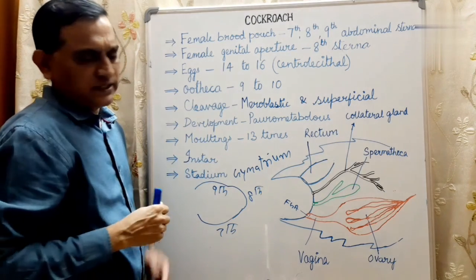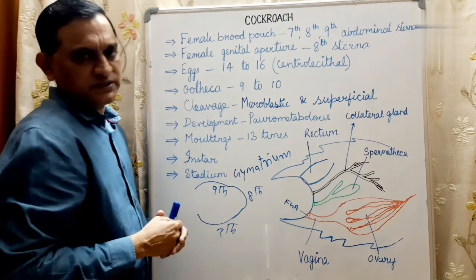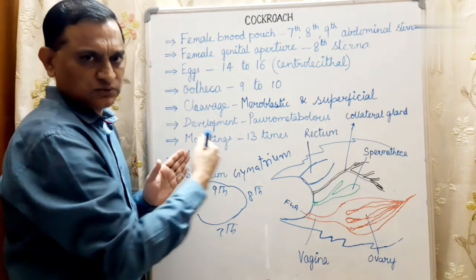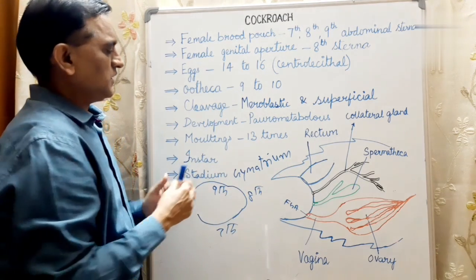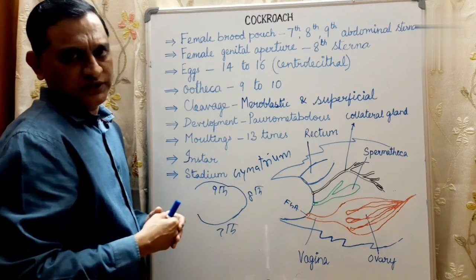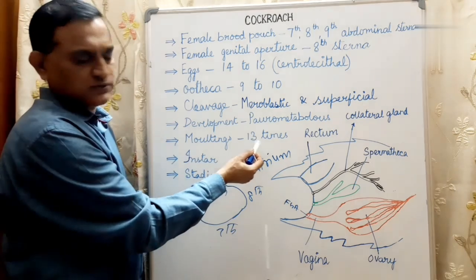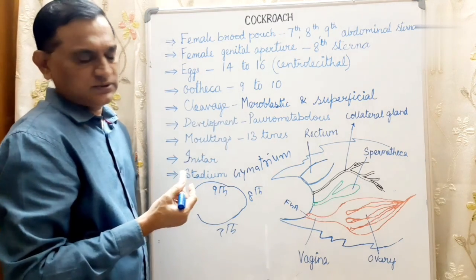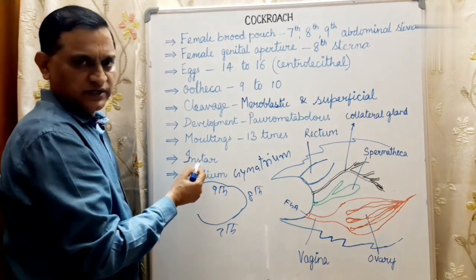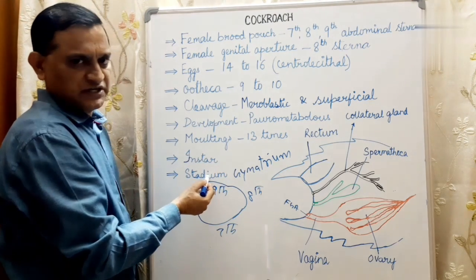And what type of development is present? It is paurometabolous. Paurometabolous means gradual development, so metamorphosis is gradual through nymphal stages. During development, the cockroach undergoes moltings. Molting is also called ecdysis. It undergoes 13 moltings. In between 2 moltings, the stage is called an instar. The time spent by the instar between the molts is called the stadium.